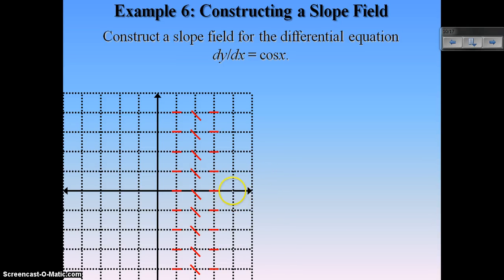And then I come back here. This would be 2 pi. What is cosine of 2 pi? Cosine of 2 pi is 1, so I draw a slope of 1. And now if I take these, I can repeat the process at 0. Cosine of 0 is 1. Cosine of negative pi over 2 is 0. And keep going. Cosine of negative pi is negative 1. Cosine of negative 3 pi over 2 is 0.